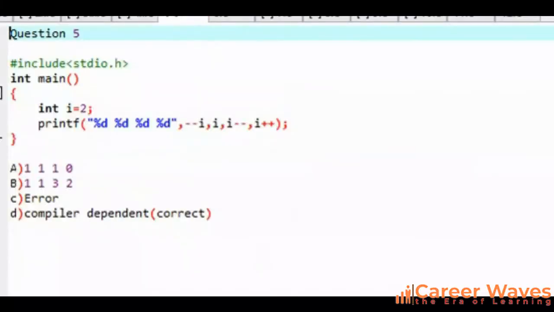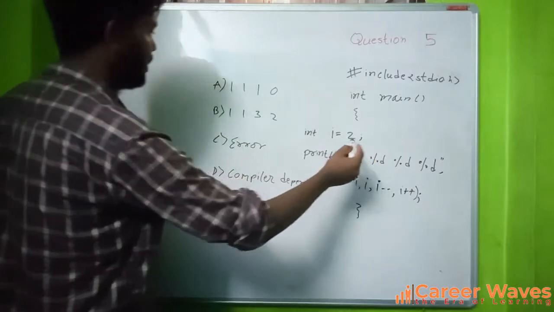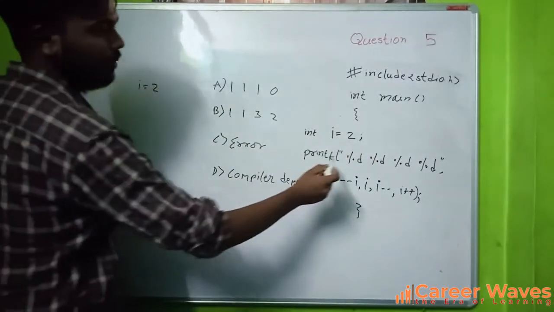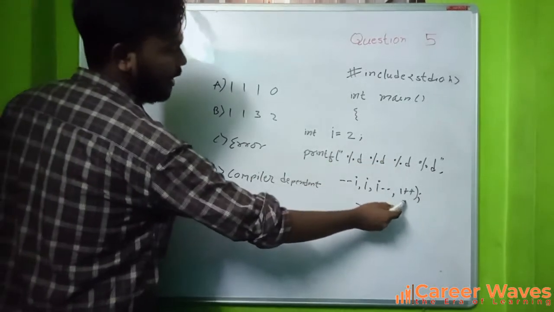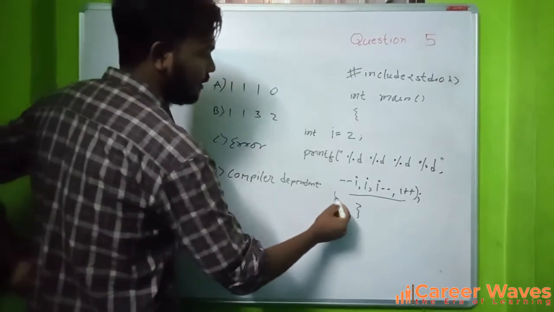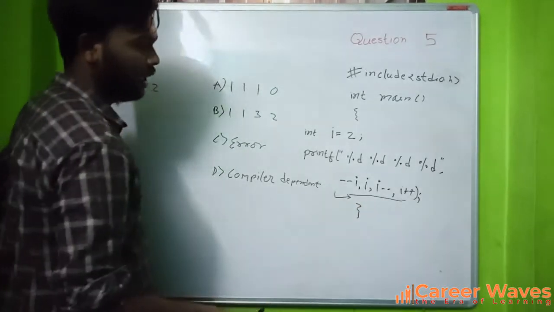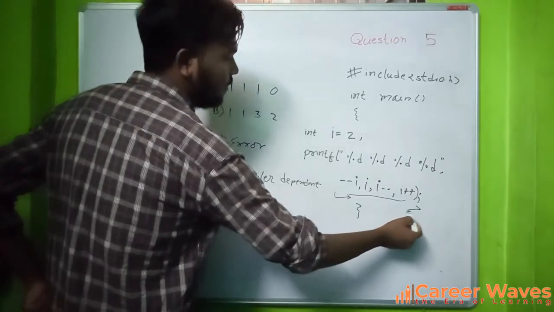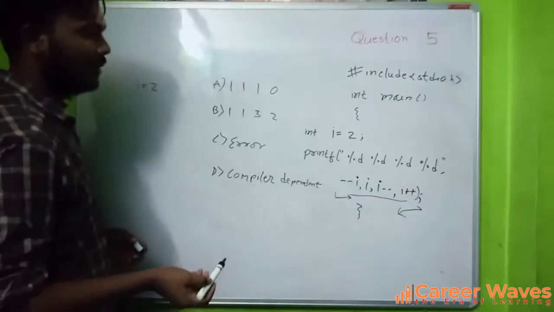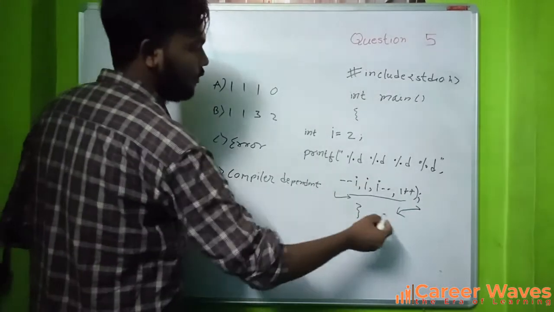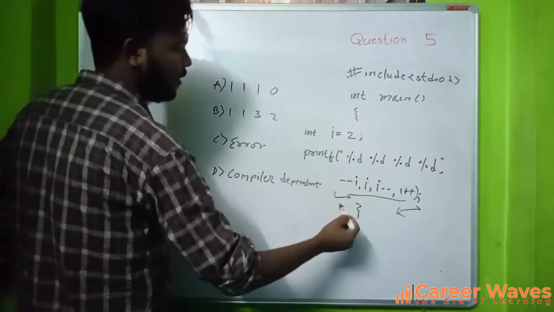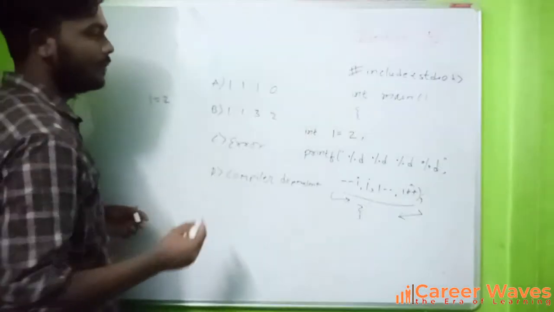Let us find the output for this question. Initially i is equal to 2, then print %d, then these are the operations to be performed. If we perform this from left to right, the output will be different, and if you perform it from right to left, the output would be different. So this is compiler dependent. In GCC this operation will be performed from right to left, and in some other compilers this operation is performed from left to right. So this is compiler dependent.